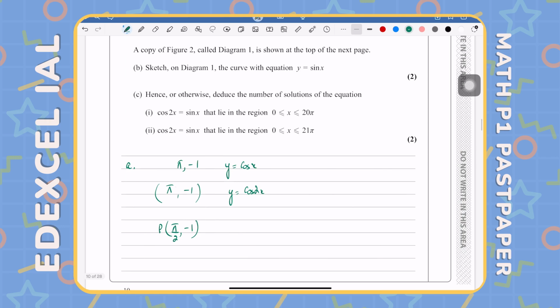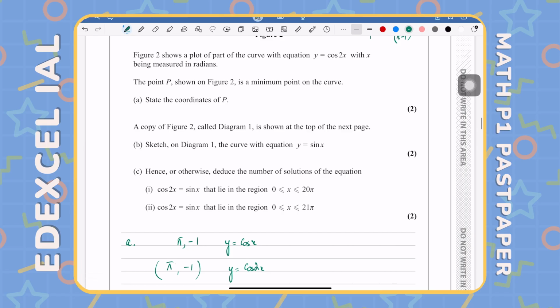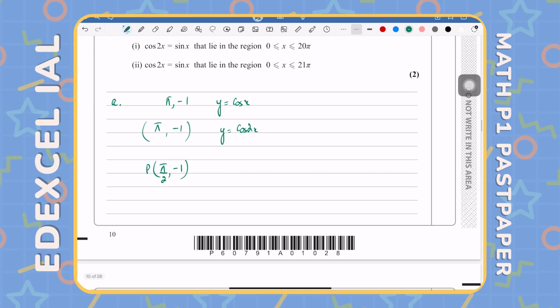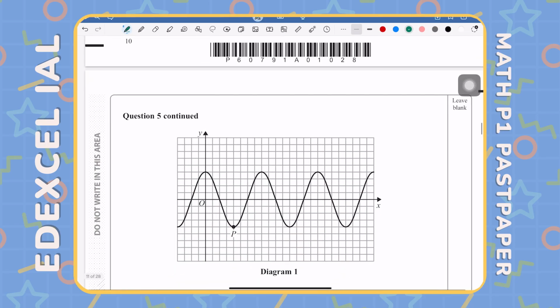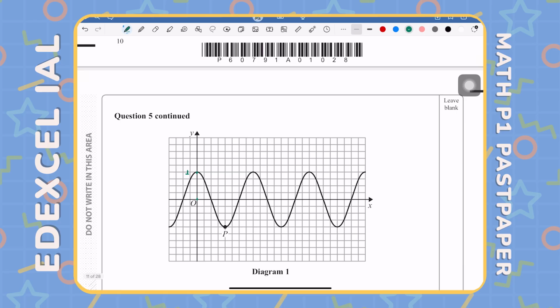Then it says sketch on diagram 1, which I believe is here, the graph of y equals sine x, the curve with equation y equals sine x. Alright, so the graph of sine starts from 0, has a maximum value of 1, and it reaches the maximum value at pi upon 2. So where's pi upon 2? P is basically where the x coordinate is pi upon 2.